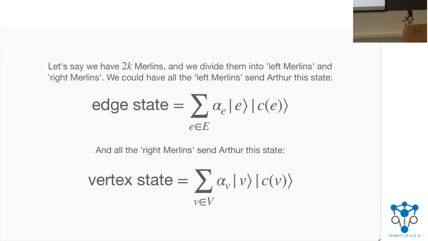There's a bunch of weights. And it's a superposition of edges in the graph. The components of the superposition are these two registers, where the first register is the name of an edge. The second register is a color assigned to that edge. And this is a superposition over all the edges, and there are some weights here. And all the right Merlins are going to send Arthur this state, where it's the same, but now we have vertices, right? And color assigned to a vertex and some weights, right?